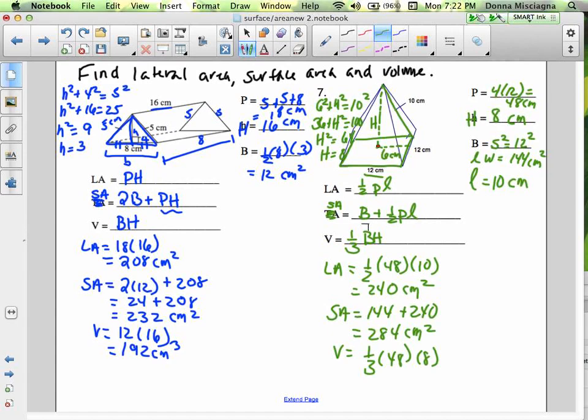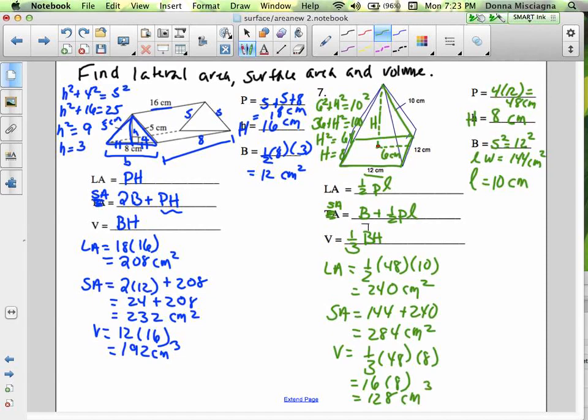So that would be 48 times 8. Well, 16 times 4 would be 64, and 64 times 2 would give me 16 times 8. So that's going to be 128. Or I could have done 8 times 10, which is 80, and 6 times 8, which is 48, and 80 plus 48 is also 128. So that's 128 centimeters. This time it's cubed.